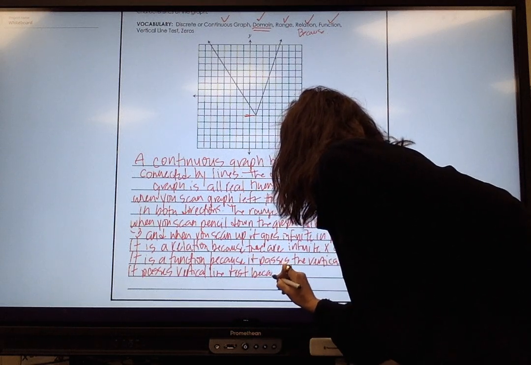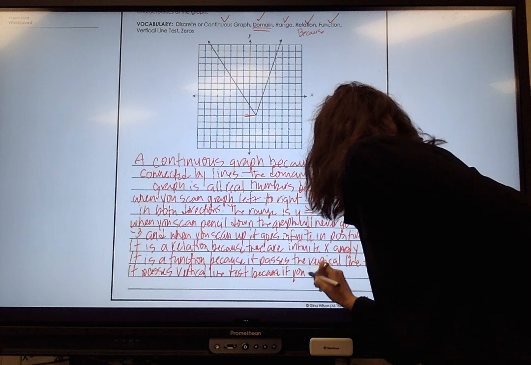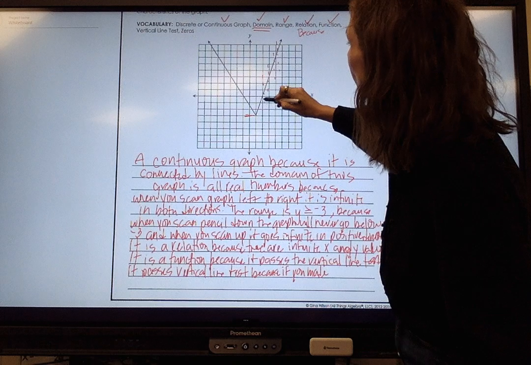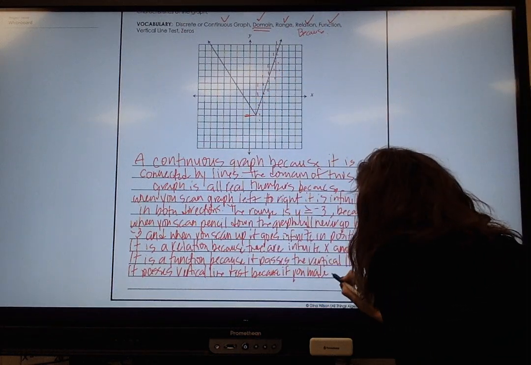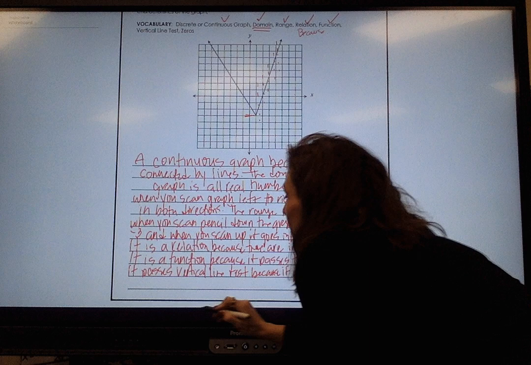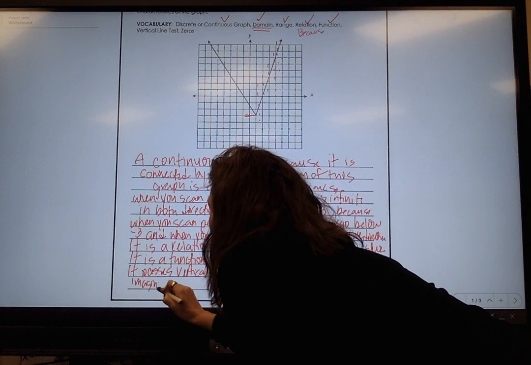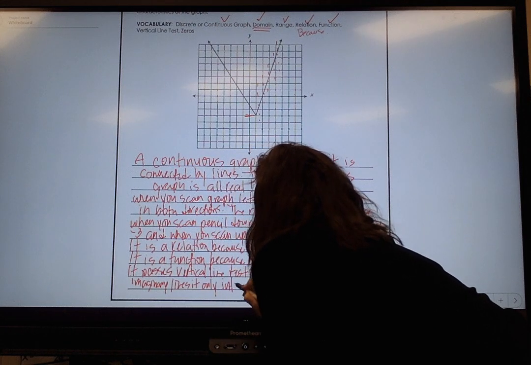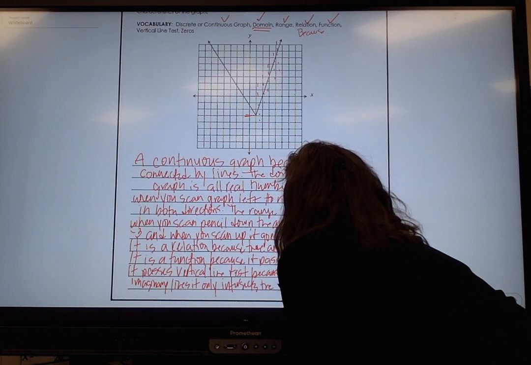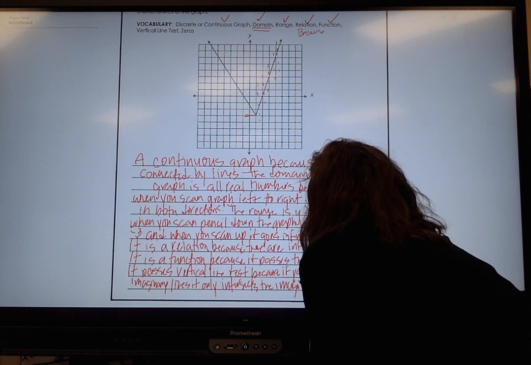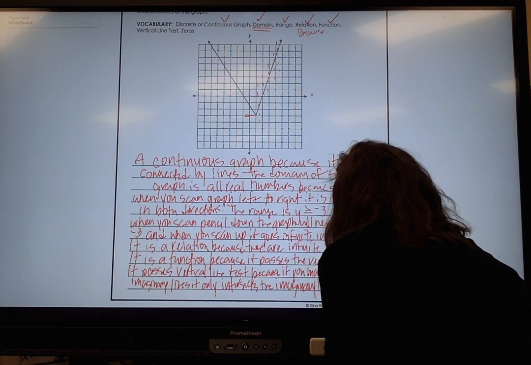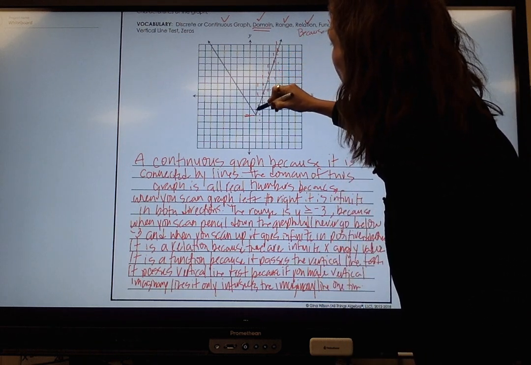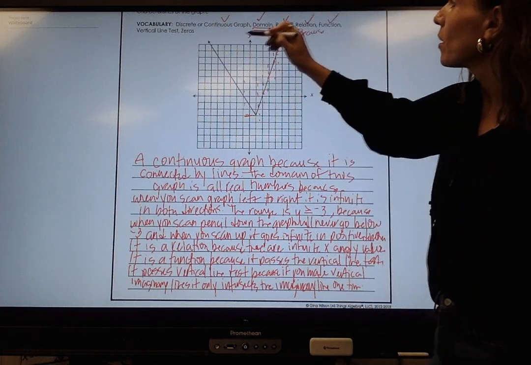because if you made vertical imaginary lines, it only intersects the imaginary line one time, right? So all these vertical imaginary lines only intersect that graph one time. So I talked about the vertical line test.